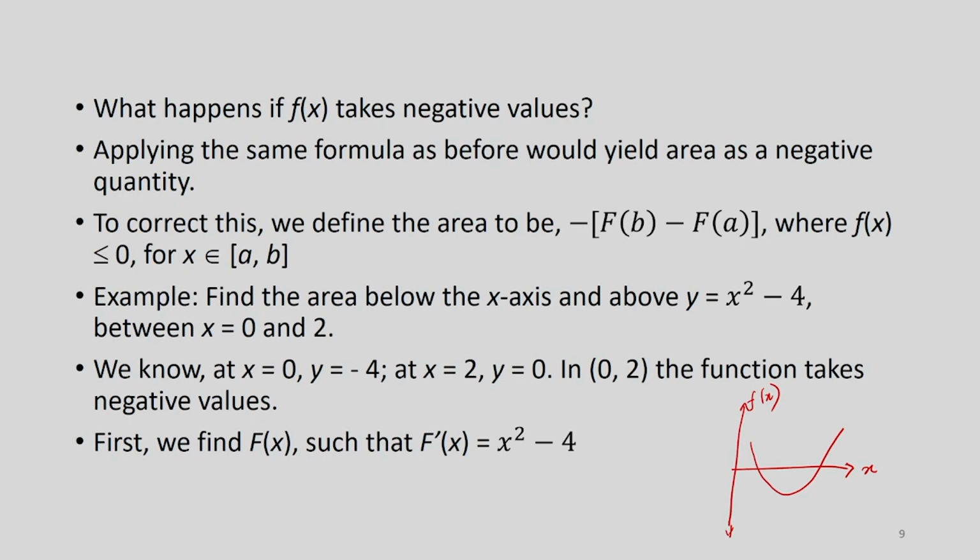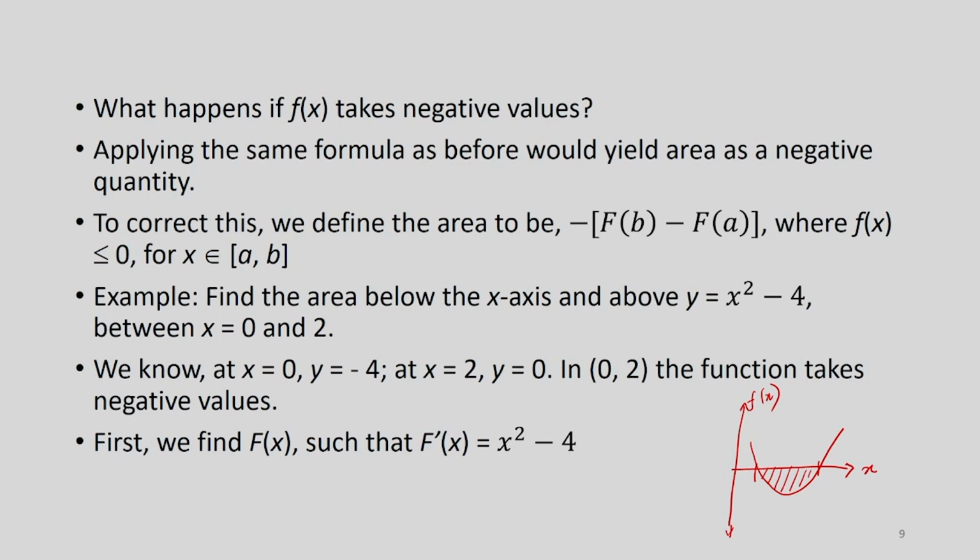Now, what will happen if we apply the same method? It will give the area as a negative quantity. So, suppose you want to find the area between this point and this point. If you blindly follow the same method as before, you are going to get a negative quantity.